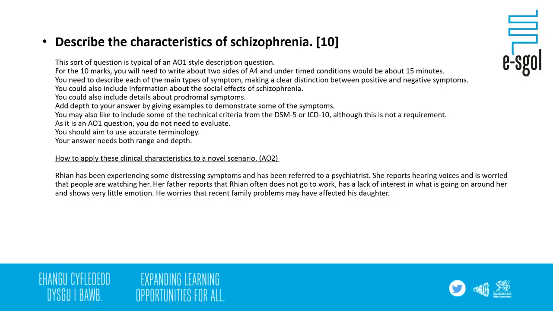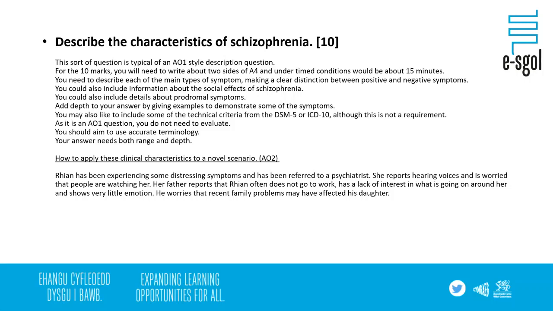So you'll need to describe each of the main types of symptom and make a clear distinction between the positive and the negative symptoms. So we know that the negative and positive symptoms of schizophrenia were classified by Kurt Schneider in 1959, and putting his name in, perfect, because that shows that level of detail. But being able to identify which symptoms are positive and which are negative as well just really allows the examiner to know that you know the difference between the symptoms.